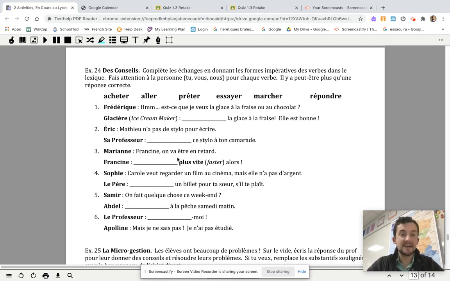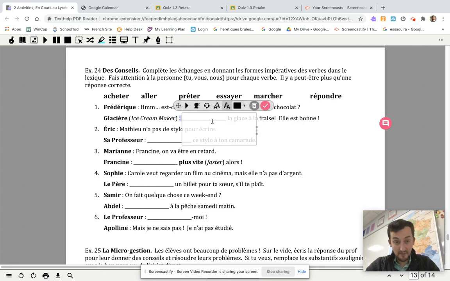So Frédéric says, est-ce que je veux la glace à la fraise ou au chocolat? Do I want strawberry ice cream or chocolate? The glacier says, he could say buy. He wouldn't say borrow. He could say try as well. So these are not two people that know each other because we're in a shop. So it's going to be the vous form.